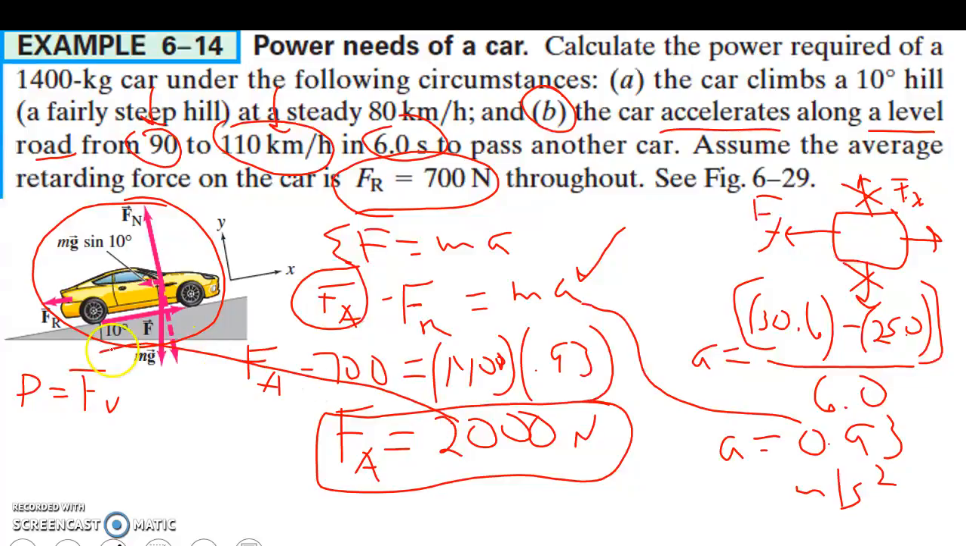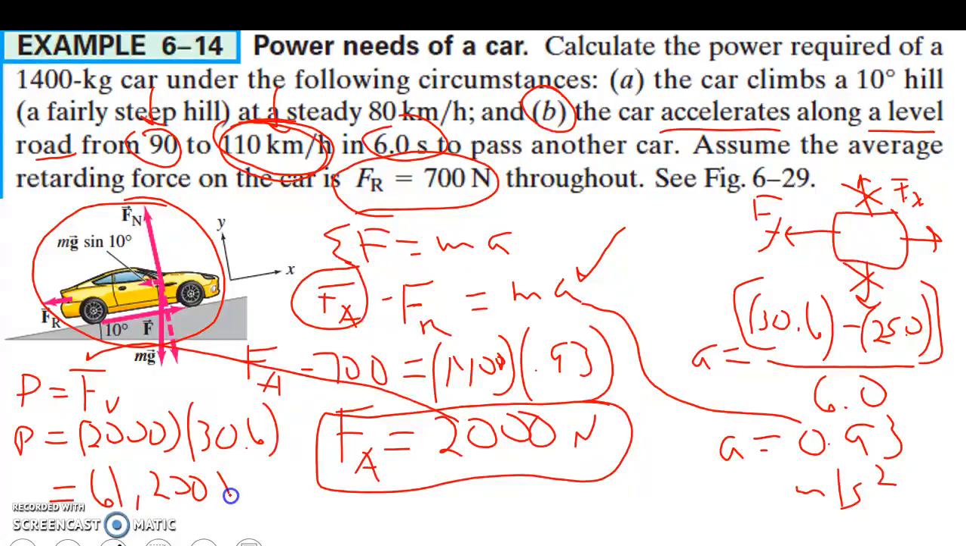I take my 2,000 newtons and put it in for force, so power is going to be 2,000. Now, which velocity do you use? The final or initial? Well, the key is that we want to pass this car, so we want to make sure that the car, right, can go at its top speed. So I'm going to use the bigger number, the 30.6, and I get my power in watts to be 61,200 watts. Divide that by 746, and I get my horsepower to be 82 horsepower. So on the level surface, if I get 82 horsepower, I'm golden.